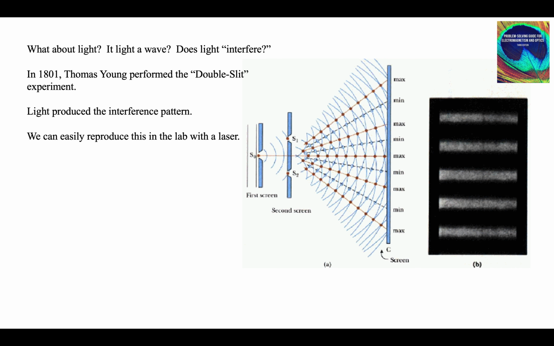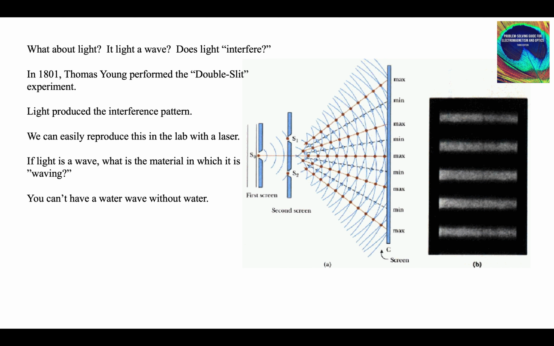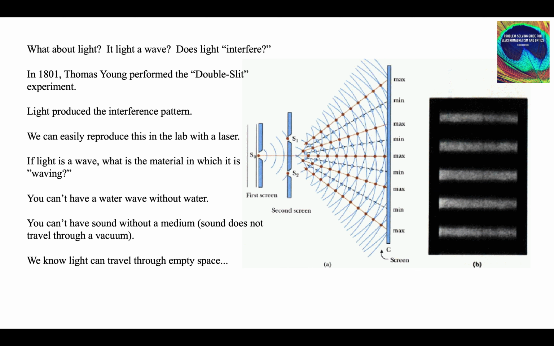We can do this easily in a lab. We do this in physics. But if light is a wave, what is the material that is waving? You can't have a water wave without water. You can't have sound without a medium to travel through. Sound doesn't travel through a vacuum. Sound isn't an entity in itself. It's a disturbance of a medium. You can't have a water wave without water. A water wave isn't a real entity. It's a disturbance of the water.